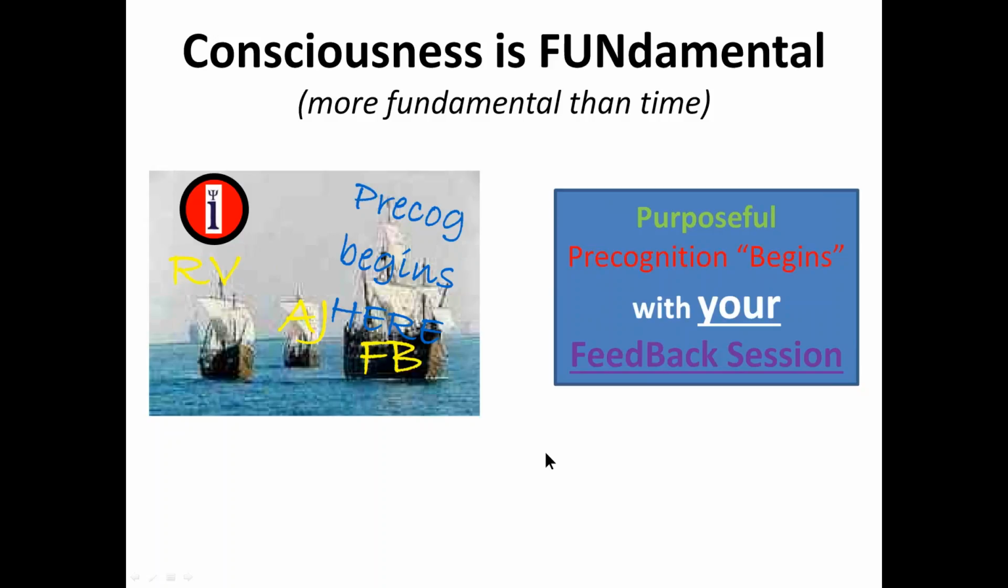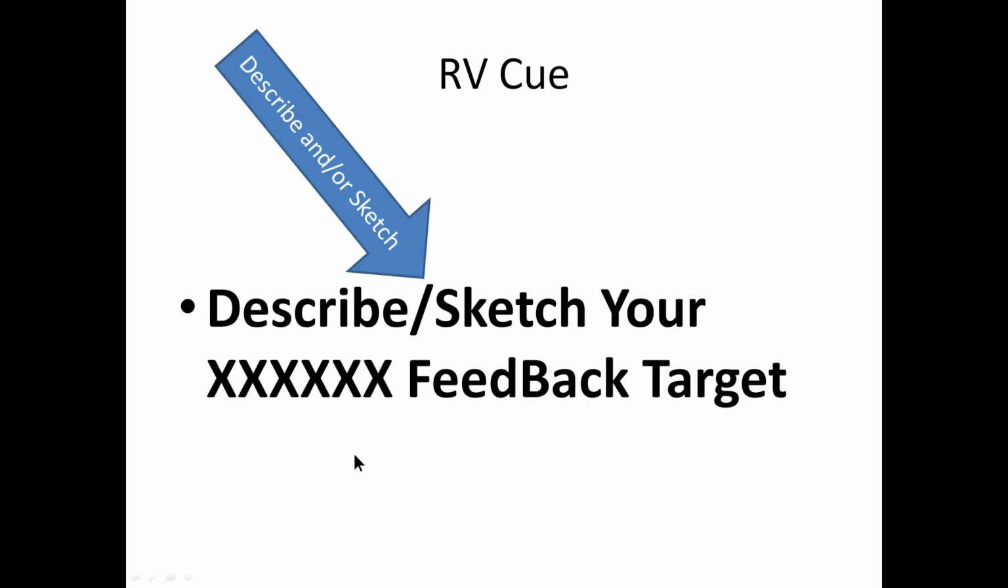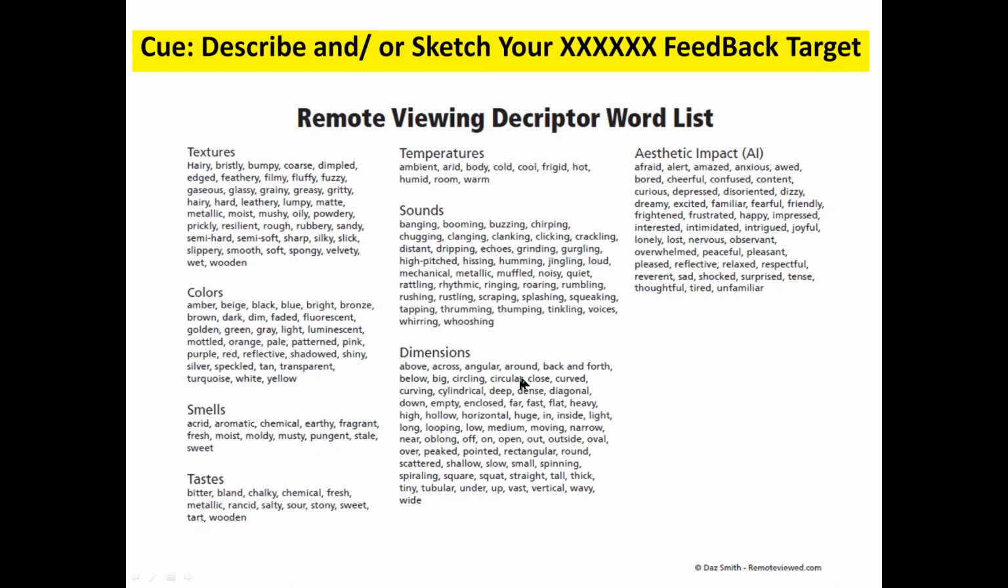Okay, so consciousness is fundamental, and that's what you're going down into. We sort of have talked about this enough. Okay, describe and sketch your feedback target. That is our cue. That's what you're doing. We know that's our coordinate. We have a pretty good sense by now. I didn't see any brand new names, so I'm assuming that all of you know this, but very quickly, this is the level of the words. If any newbie sees this, it's the level of the kind of words you get. They're the kind of words that maybe a 5-year-old would use. You don't name things.